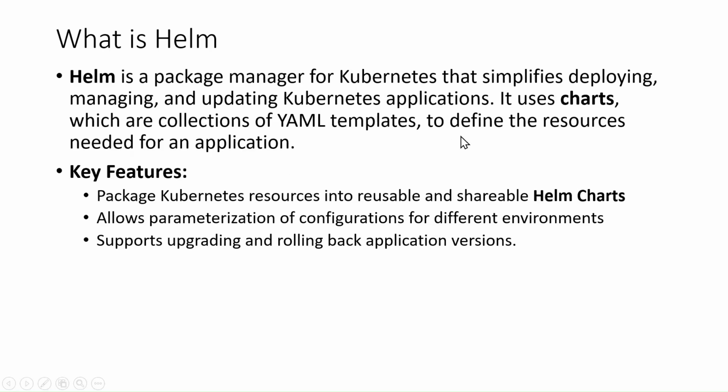Okay, so to define the resources needed for the application, it is going to decide how much is required based on the image as well as the configuration we have written in the YAML template. Okay, so key features: it packages Kubernetes resources into reusable and shareable Helm charts. Once it is created, we can reuse that, or we can share it with other engineers too, if they have the same configuration.